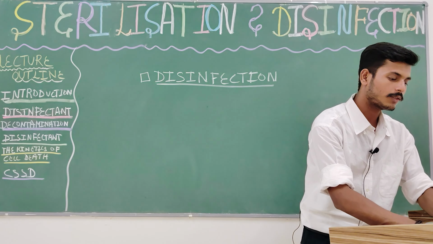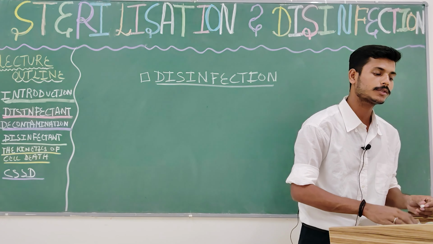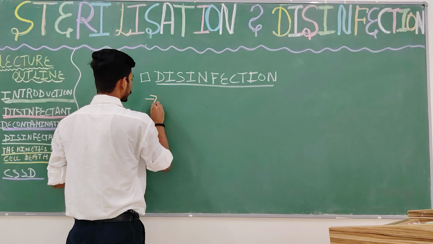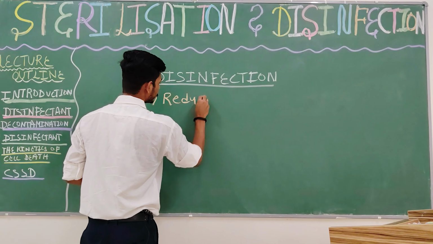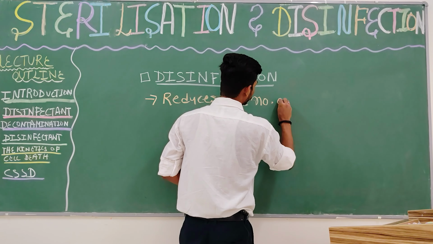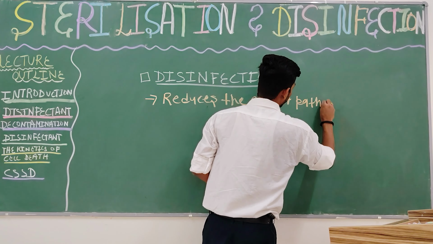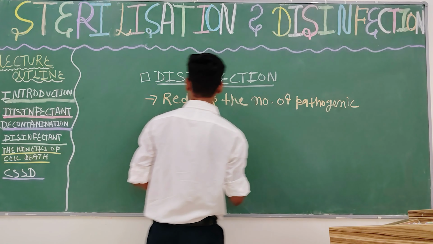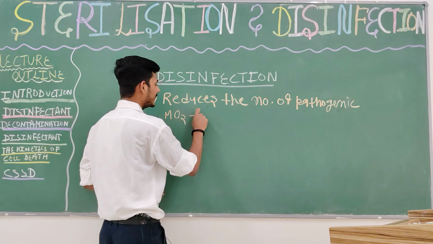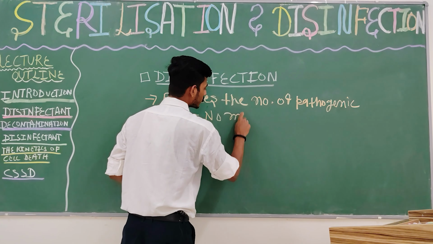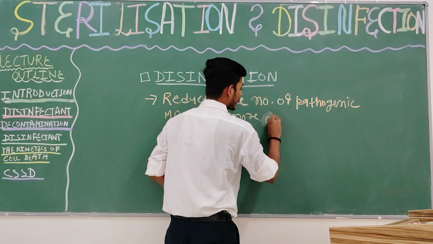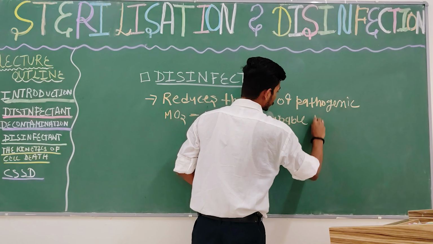So you should write it down. The aim of disinfection is to reduce the number of pathogenic microorganisms in such a way that they are no more capable of harm.